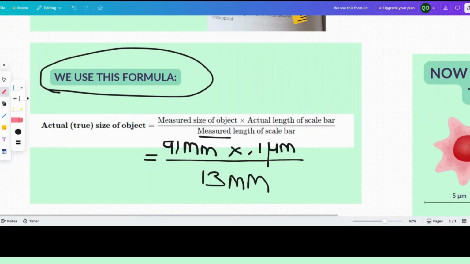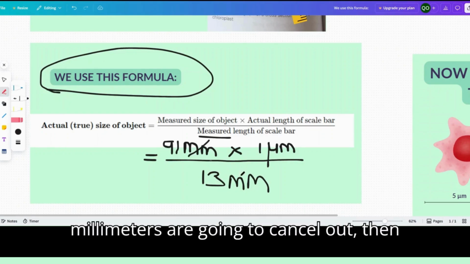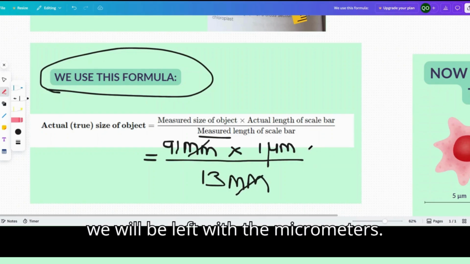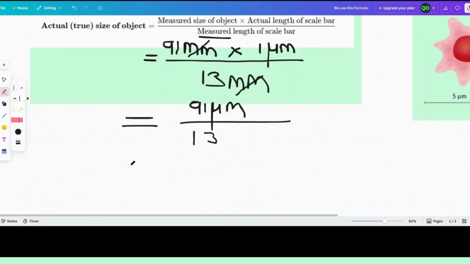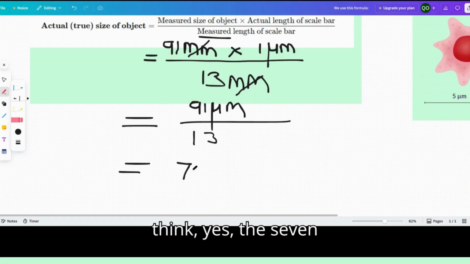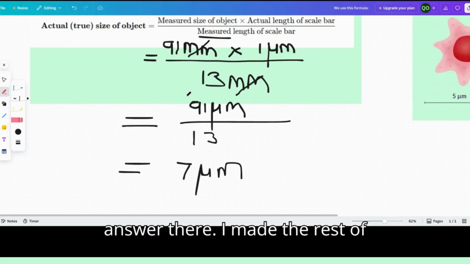So we write it down with our units. I can already see the millimeters are going to cancel out, and then we will be left with the micrometers. So we multiply the 91 by the 1, giving 91 micrometers, divided by 13. And that will give us, I think, yes, 7 micrometers. Yay! So then we have our answer there.